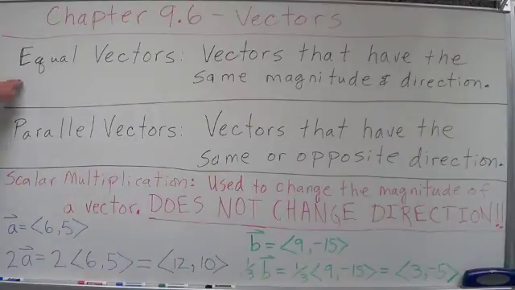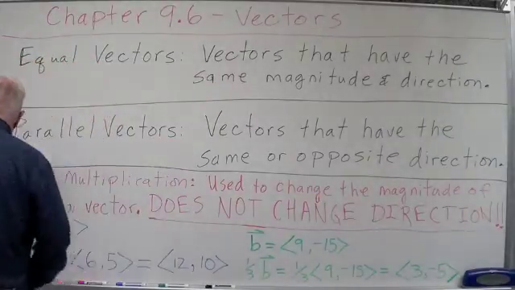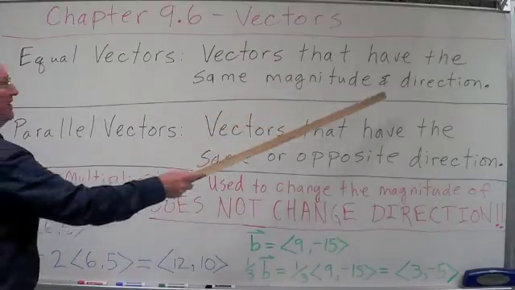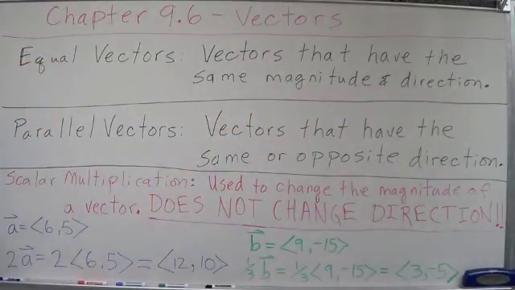Equal vectors. Equal vectors are vectors that have the same magnitude and direction. Notice that equal vectors have to have the same magnitude and the same direction. Two cars, if they have equal vectors, that means they're going the same speed and in the same direction. Going the same distance in the same direction. Equal vectors: same magnitude and same direction.